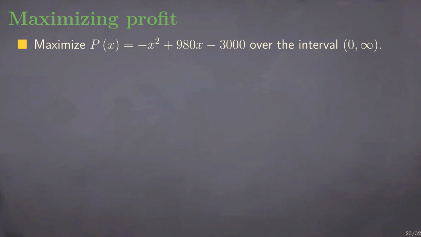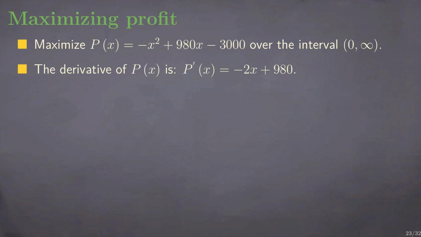Now it comes to the problem of maximizing profit. So actually we only need to maximize the function P(x) equals minus x squared plus 980 times x minus 3000 over the interval from 0 to infinity, of course, because the number of items sold is positive, right? To do so, we might use the first derivative test or the second derivative test based on the situation that we get. Anyway, first things first, we need to compute the derivative of the function P.